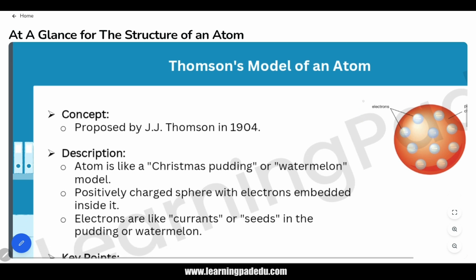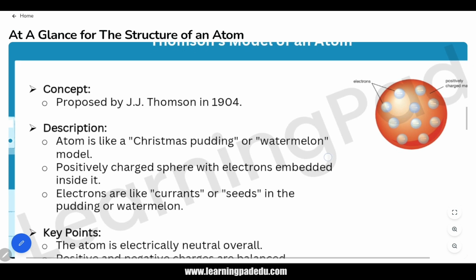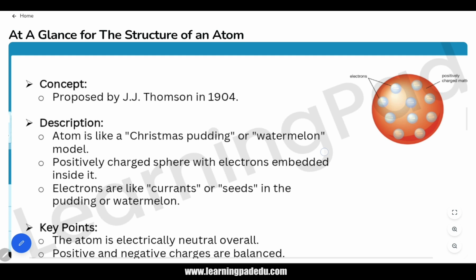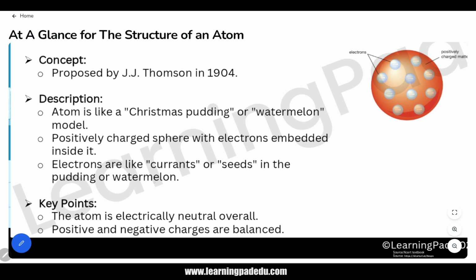You can see here, this concept of Thomson model was proposed by J.J. Thomson in 1904. And what did he describe in his model? He described that atom is like a Christmas pudding or a watermelon model. He said that atom is a positive charge sphere with electrons embedded inside it, and electrons are like currants or seeds in the pudding or watermelon. You can see the figure here.